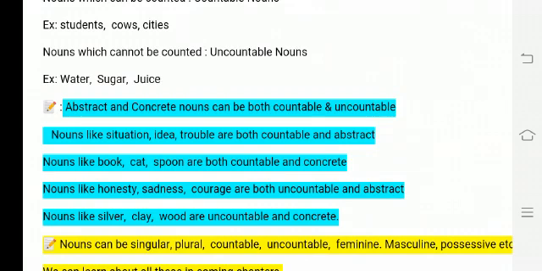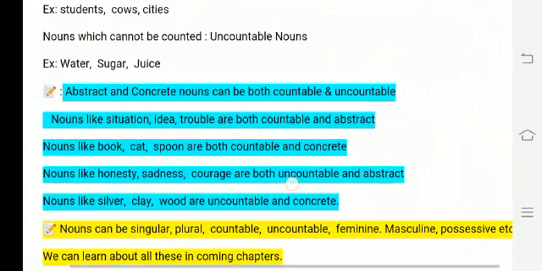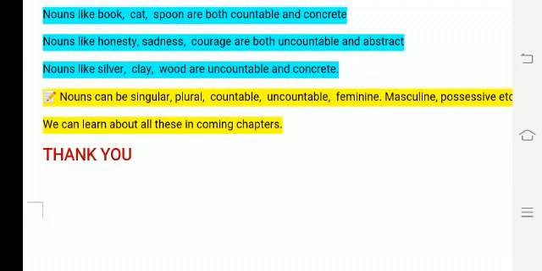Then again we have some more, that is, nouns can be singular, plural, countable, uncountable, feminine, masculine, possessive, etc. We can learn about all this in the coming chapters.